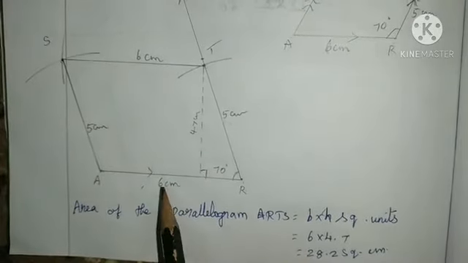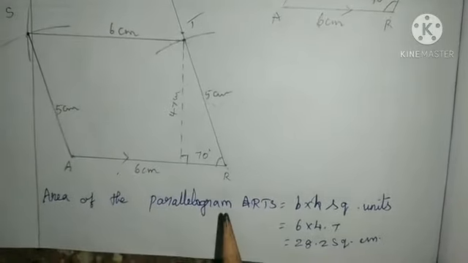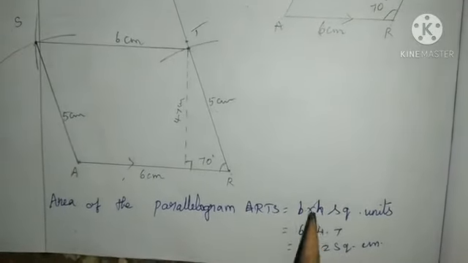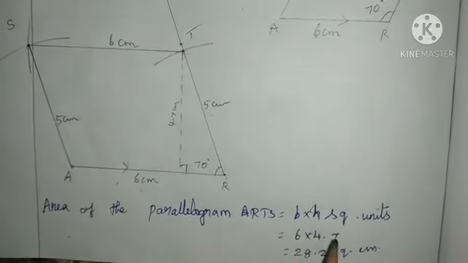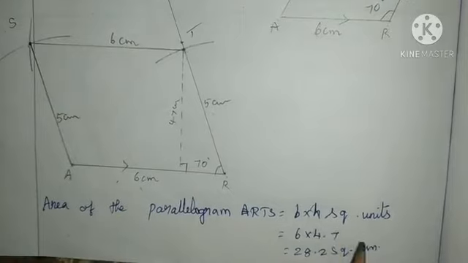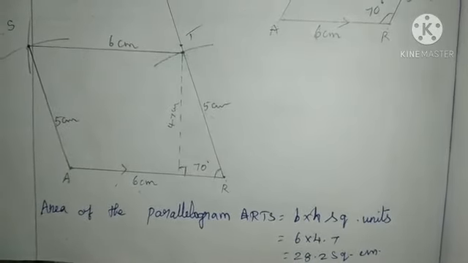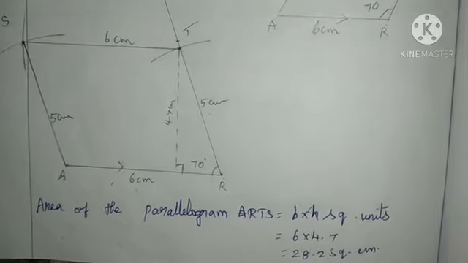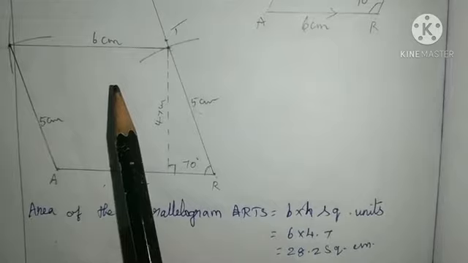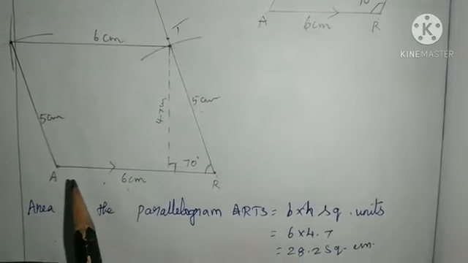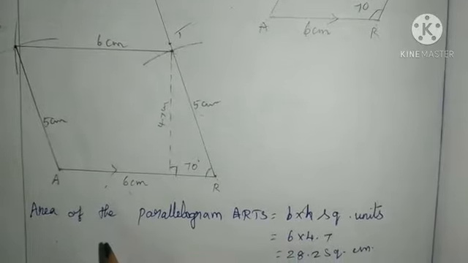Using this height and base, you have to find out the area of a parallelogram. Area of a parallelogram ARTS is equal to base into height square units. Base is given as 6 cm. And the height we found it as 4.7 centimeters. So you have to multiply it and write the area of a parallelogram as 28.2 square centimeter. After constructing this parallelogram, you have to write the construction of this parallelogram, then you have to write the area of the parallelogram.